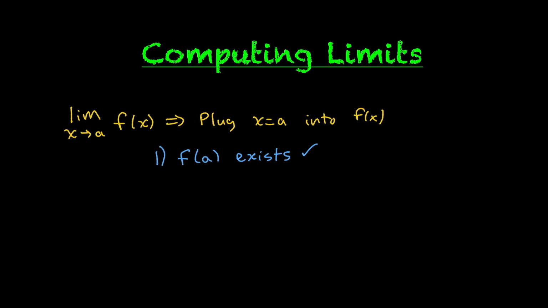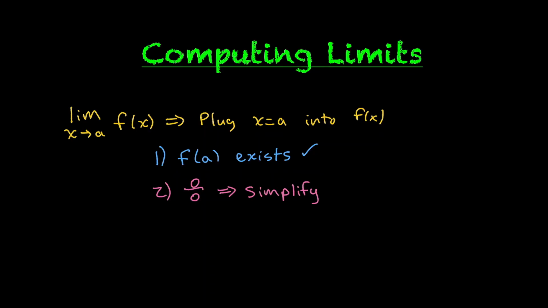All right, the second thing that can happen if you plug in is you get 0 on the top and 0 on the bottom, or 0 over 0, which is called an indeterminate form. And if you get this, it doesn't mean you don't have an answer. It means you need to simplify. Now, later on in calculus, you might learn to use L'Hopital's rule to do this, but for now, we're going to use algebra techniques.